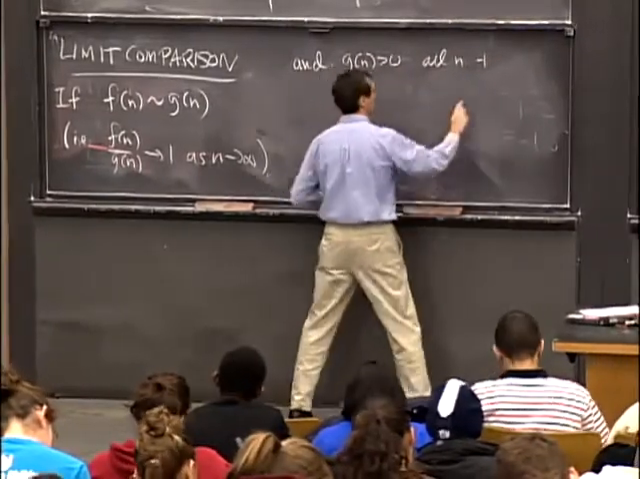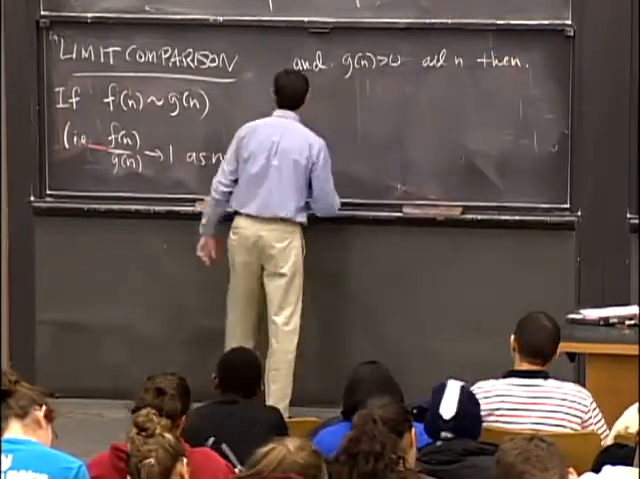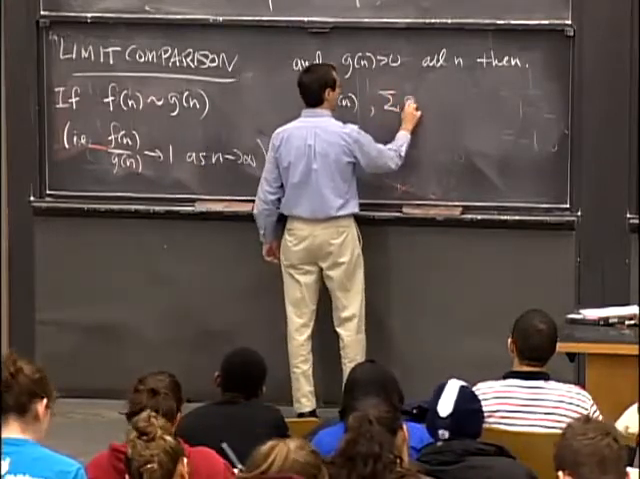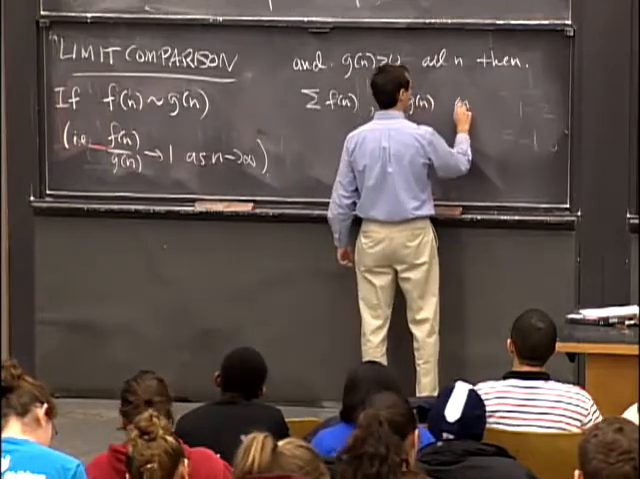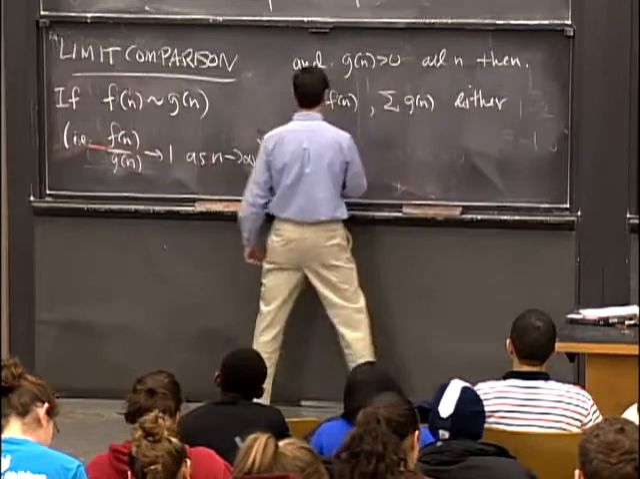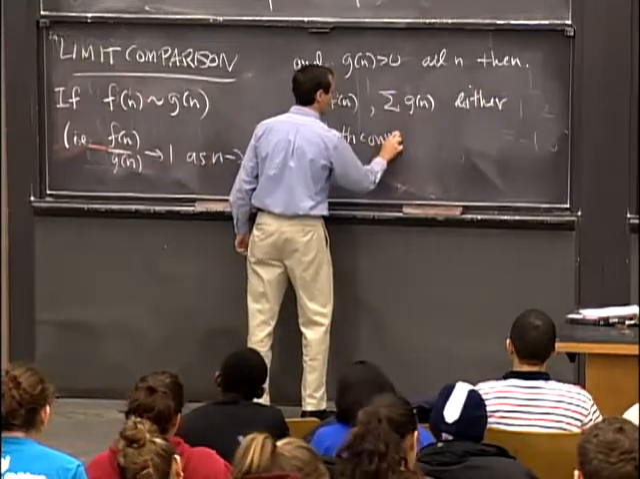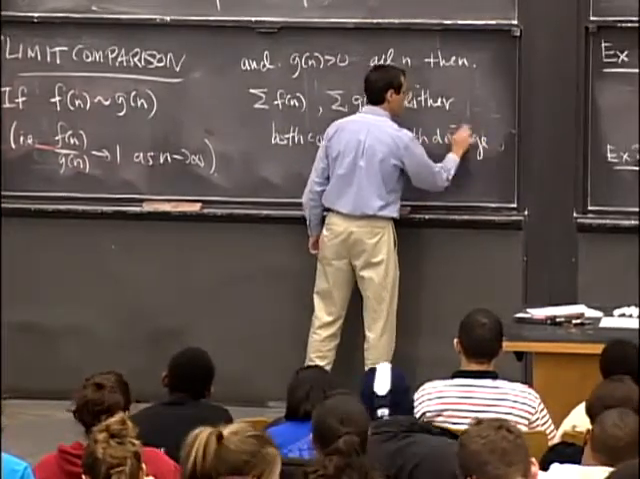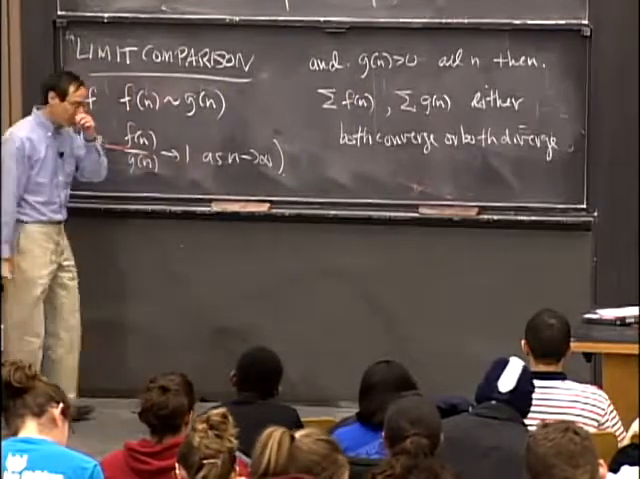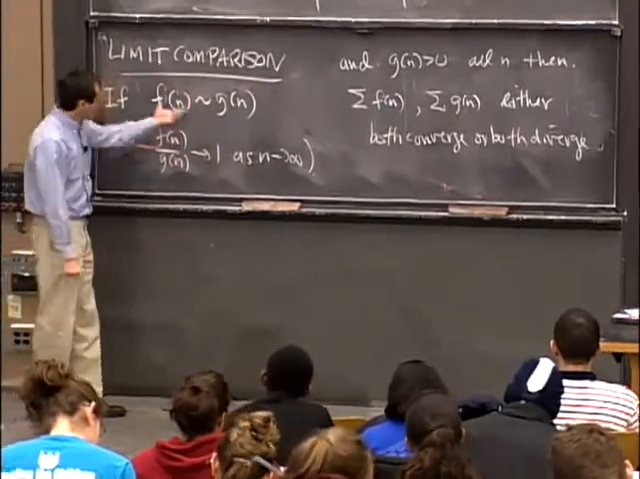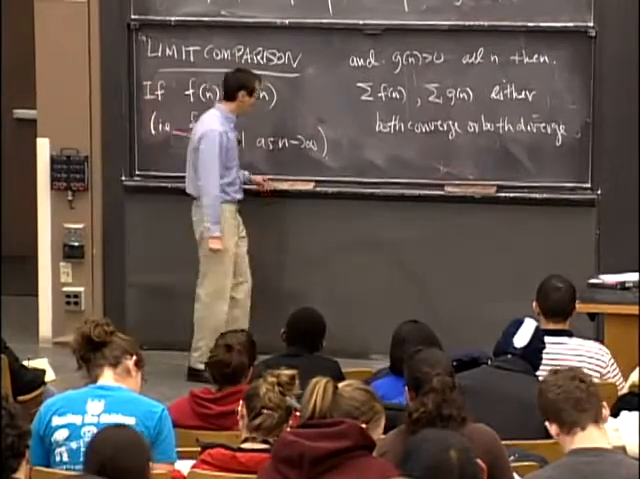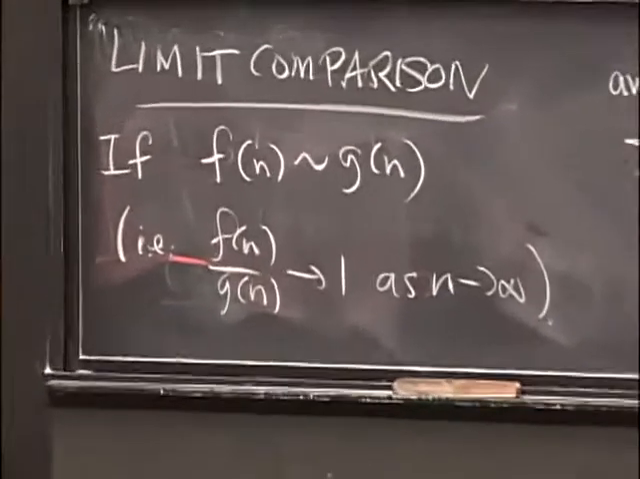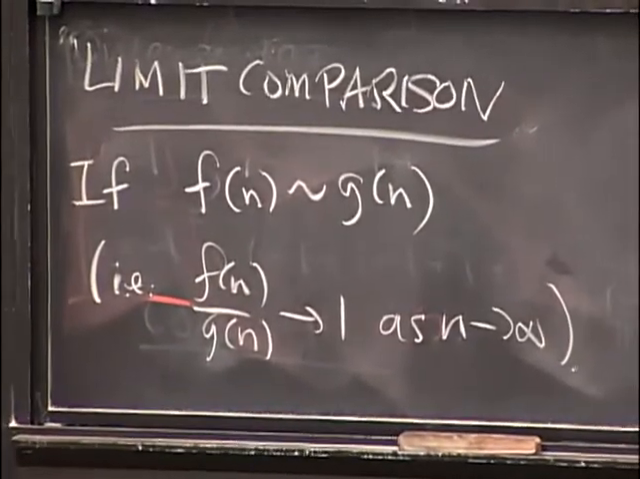Then sum f n and sum g n, same thing as above, either both converge or both diverge. All right. This is just saying that if they behave the same way in the tail, which is all we really care about, then they have similar behavior, similar convergence properties.